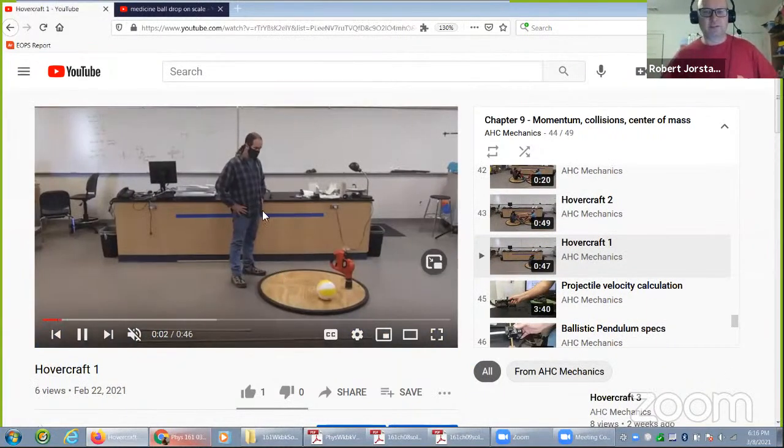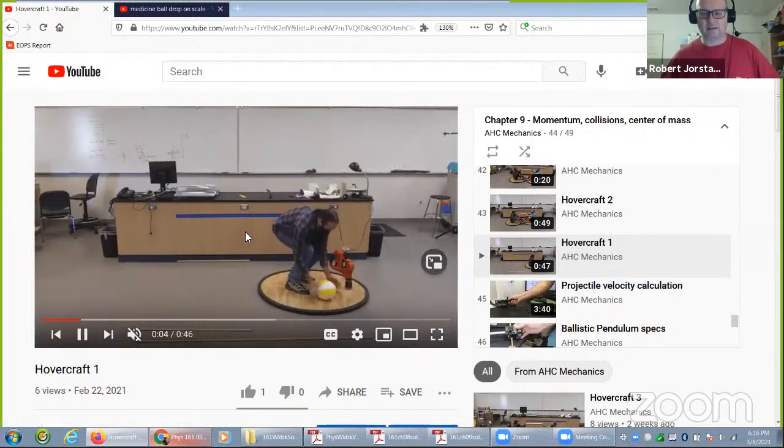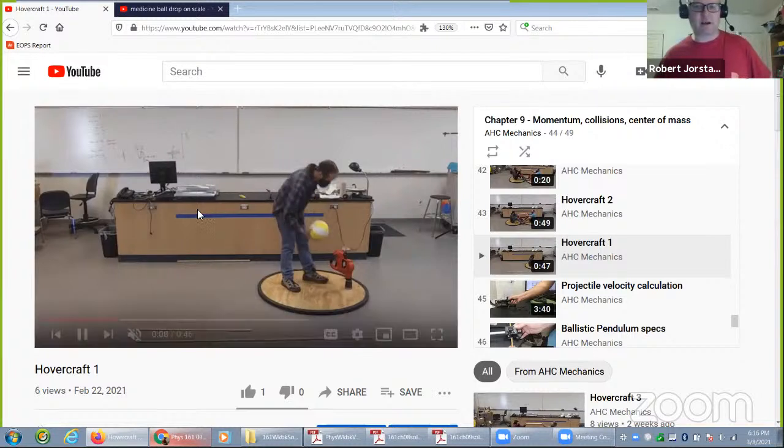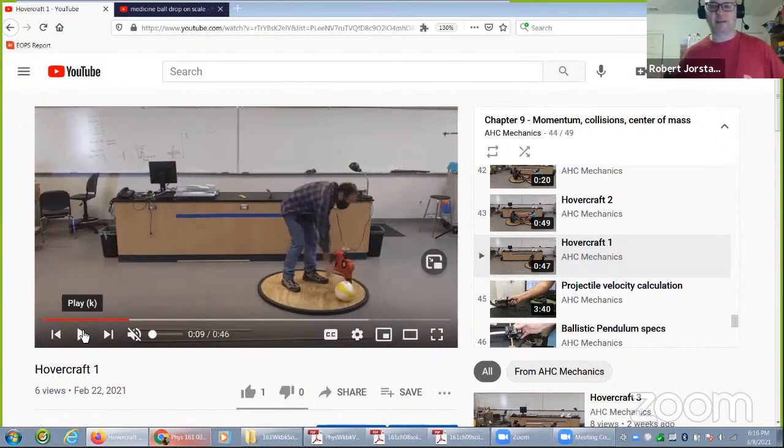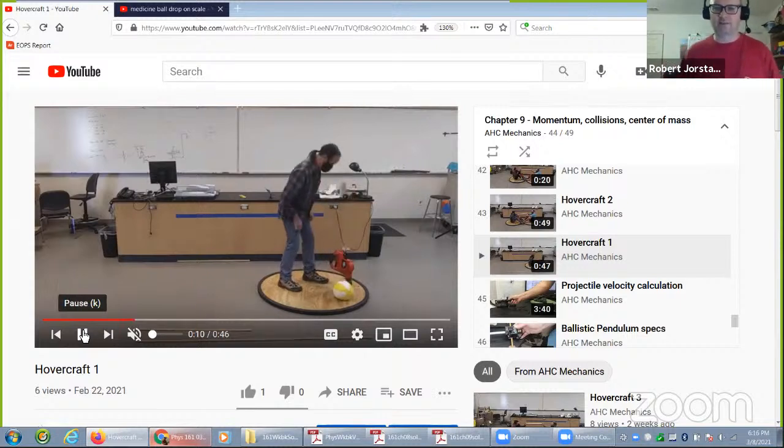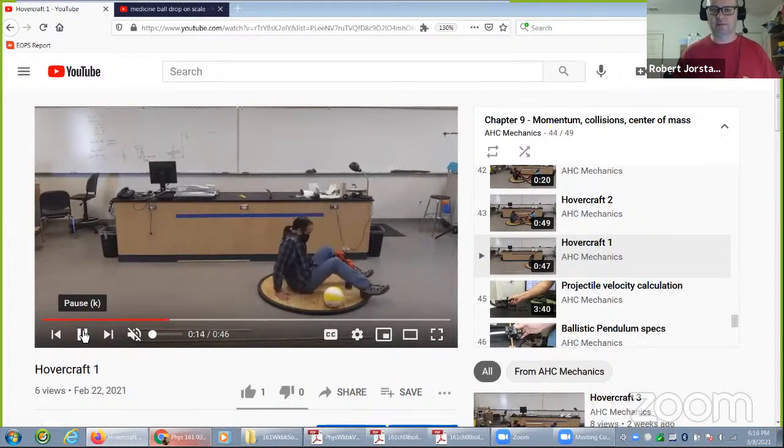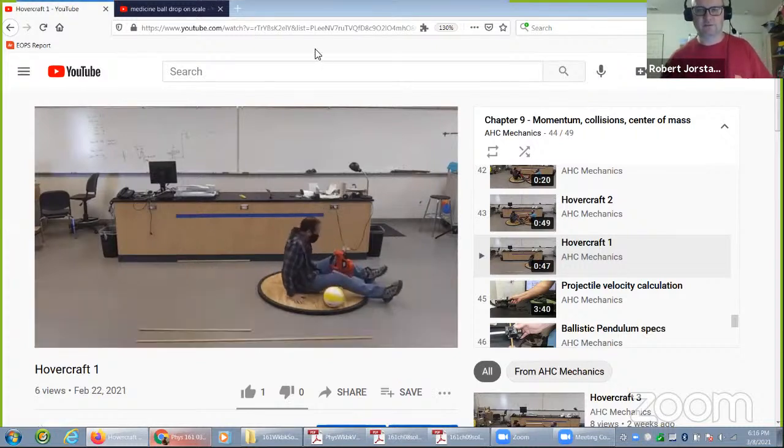Okay, so this is Angus. He's the guy that does all the work behind the camera, and I needed him to do this. Angus is about 145 pounds, and that ball is about 6 or 7 pounds. So Angus is what, 20 times bigger than that ball. He's going to sit on this hovercraft, and he's going to throw the ball this way.